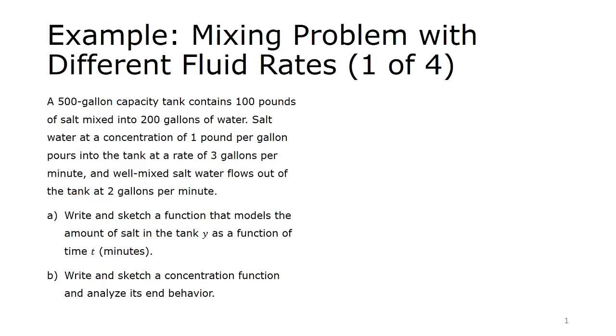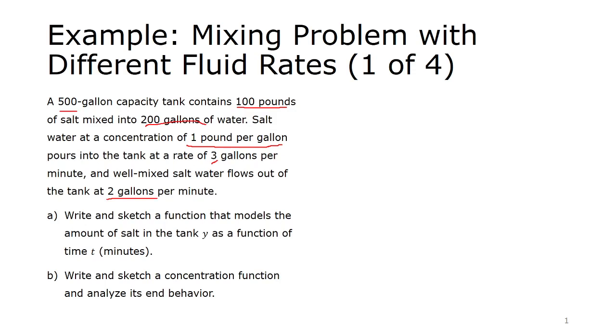Today I've got one more mixing problem for you, this time with different fluid rates coming in and going out. We've got a 500-gallon capacity tank that has 100 pounds of salt in it initially that are mixed into 200 gallons of water. So that's our initial condition. Coming into the tank, we have salt water with a concentration of 1 pound per gallon, and that's pouring into the tank at a rate of 3 gallons per minute. Moving out of the tank, we've got well-mixed salt water, but it's only flowing out at 2 gallons per minute.